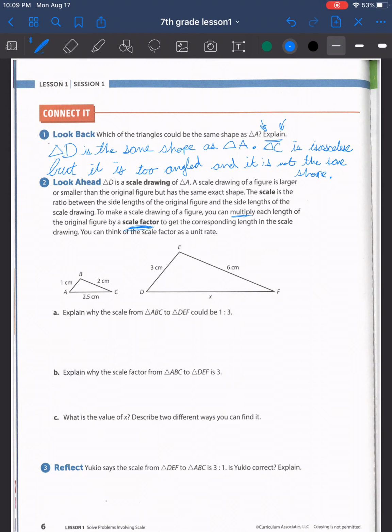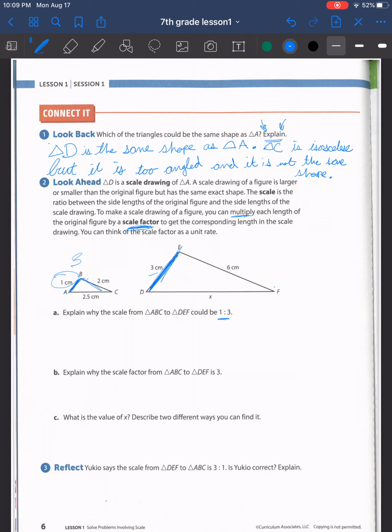So, for example, see triangle ABC, and then see triangle DEF. Could the scale from those two triangles be 1 to 3? Well, let's find out what the scale factor is first. Remember, the scale factor is like what you multiplied one side by to get to the other. I always like to start with the smaller ones if I can. So from A to B, what did I multiply 1 centimeter by to get the corresponding side, which is DE, 3? 1 times 3 is 3.